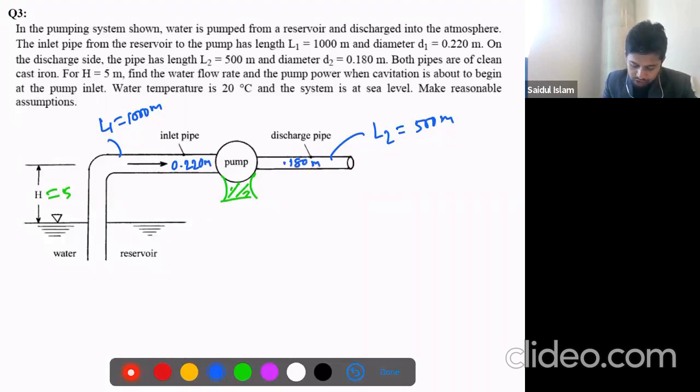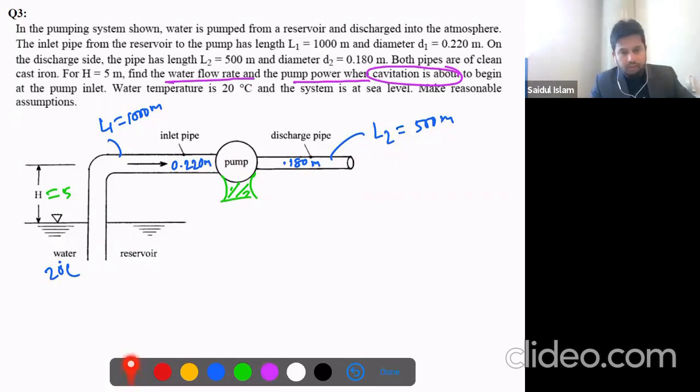Okay, water temperature is 20 degrees centigrade, and I think that's all the information. Here it says we need to determine the water flow rate and the pump power when cavitation is about to begin in cast iron. So we'll calculate the flow rate first.